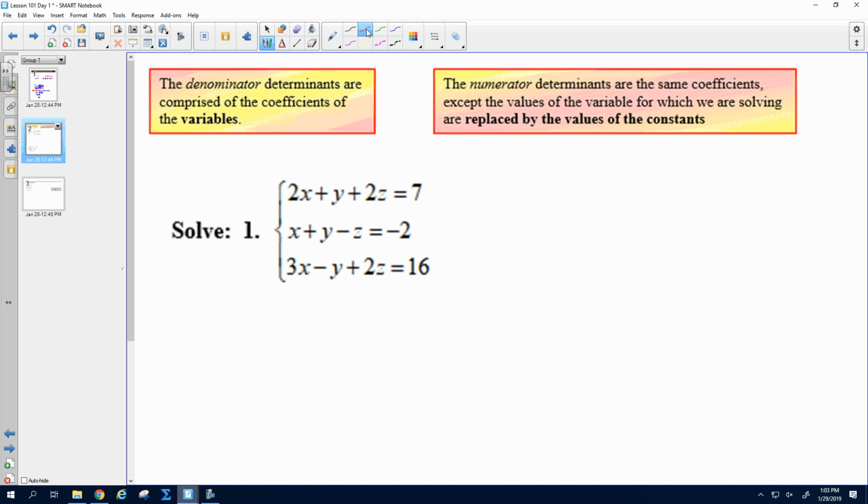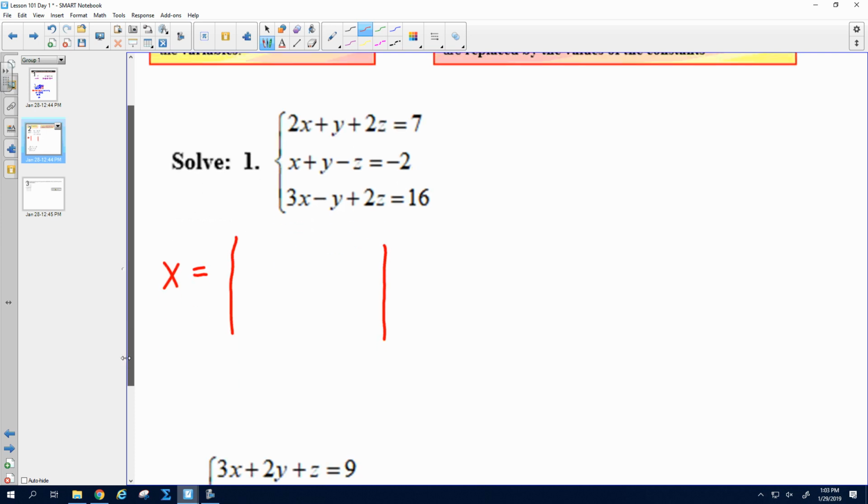Okay, so now we've got Cramer's rule with a 3x3. Just like in a 2x2, it's very similar. Let's say I want to solve for x. If I want to solve for x, we're going to write the determinant on the top that will help us find x. We always take these 3 numbers that are the answer side and we put them in the x column. So I'm going to replace this first column with 7, negative 2, 16.